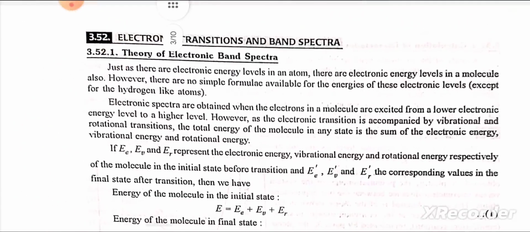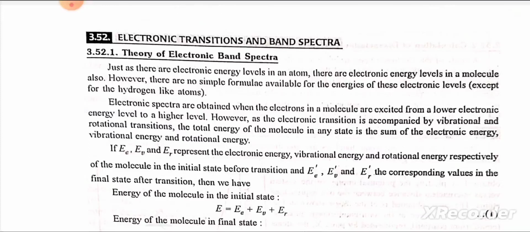Electronic transitions and band spectra. Theory of electronic band spectra. Just as there are electronic energy levels in an atom, there are electronic energy levels in a molecule also. However, there is no simple formula available for the energies of these electronic levels except for the hydrogen-like atoms. Electronic spectra are obtained when the electrons in a molecule are excited from a lower electronic energy level to a higher level. However, as the electronic transition is accompanied by vibrational and rotational transitions, the total energy of the molecule in any state is the sum of the electronic energy, vibrational energy, and rotational energy.